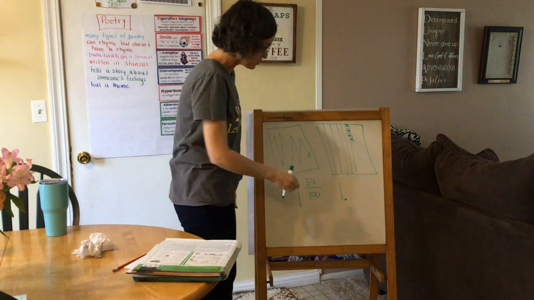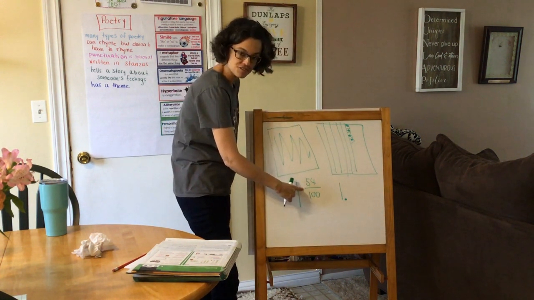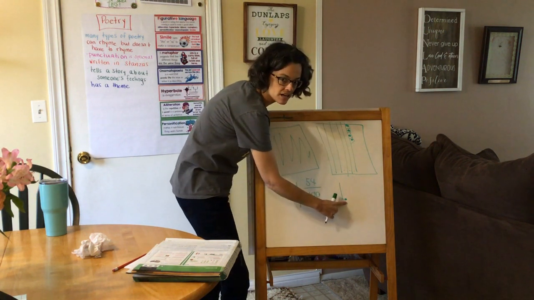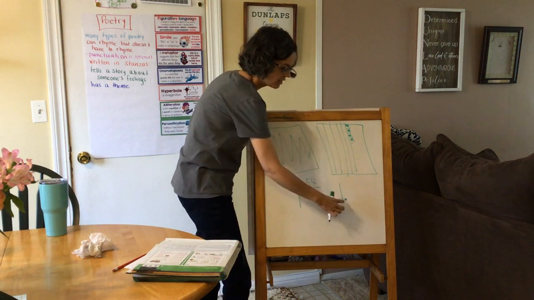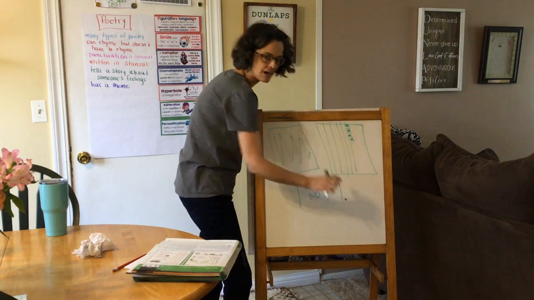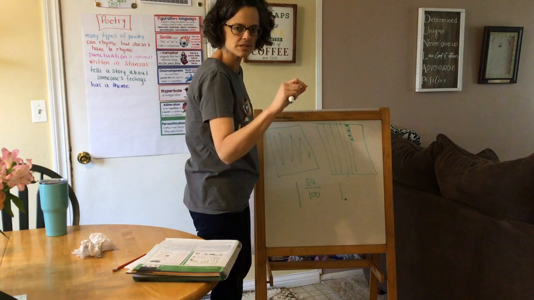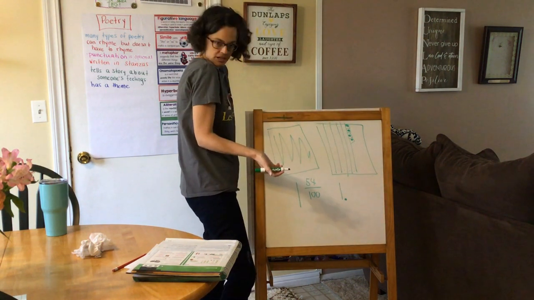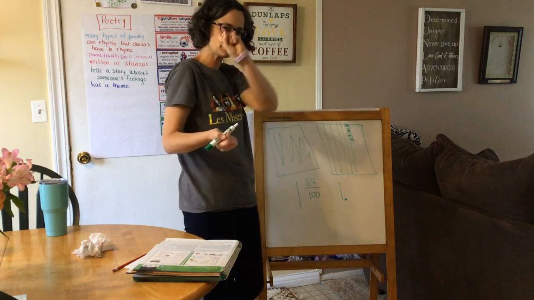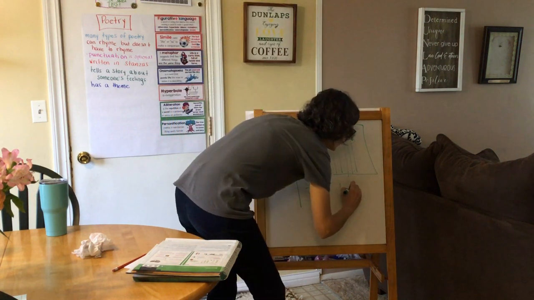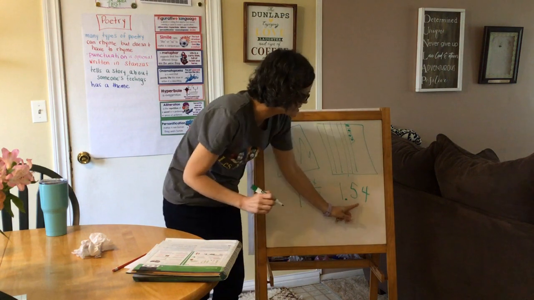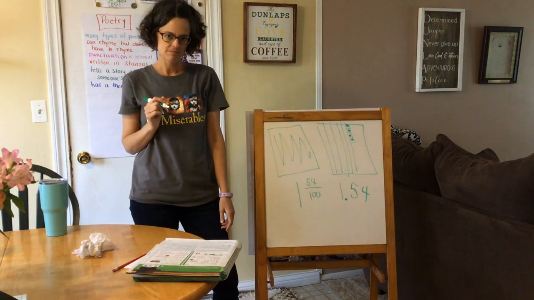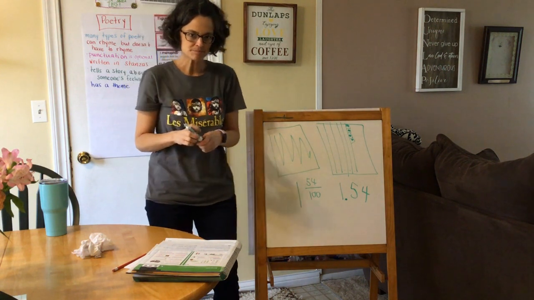after it. So if I have 1 and 54 hundredths, over here I need to have 1 and 54 hundredths. What's that decimal say? I don't say 1 point something something. I say 1 and 54 hundredths. So what am I going to do? How many places do we need? 2, 54. There are my 2 places. 1 and 54 hundredths. So far, so good?